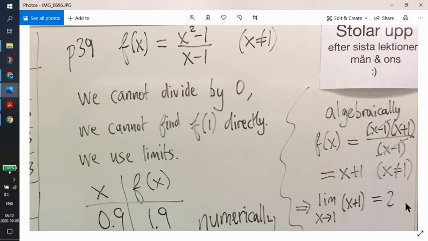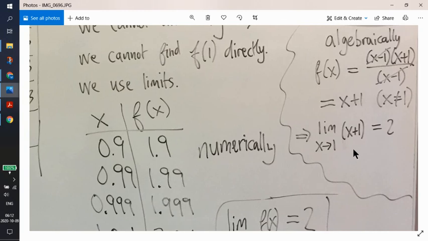And then we can say that as x approaches 1, as x gets closer and closer to 1, remember that x cannot equal 1, but we can get as close as we like to 1, then that means that x plus 1 will get as close as we like to 2. So then we say that the limit as x approaches 1 of x plus 1 is 2. Okay, so here we've shown it algebraically as well.